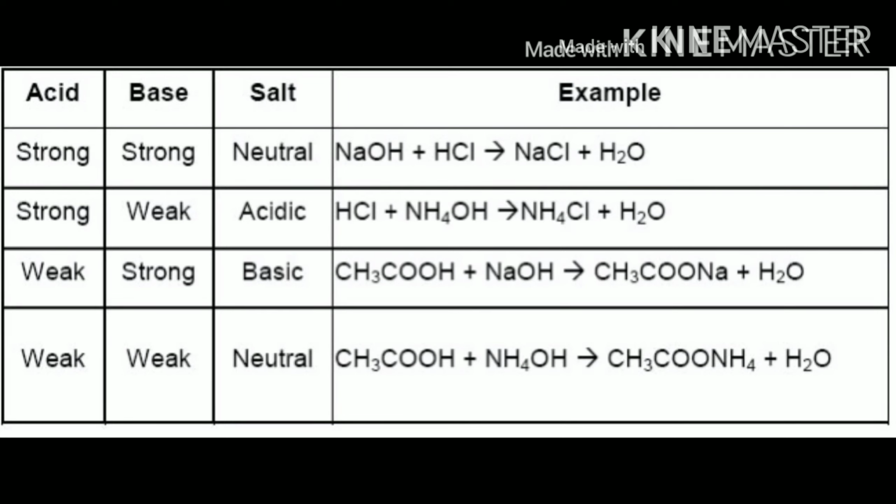Now second example, you have strong acid, that is HCl, and weak base, that is NH4OH. So over here, naturally the winner is HCl because it is strong acid. In the third example, you have weak acid, that is acetic acid, CH3COOH, and you have strong base, that is sodium hydroxide, NaOH. So the winner over here is base. So the salt is basic in nature.